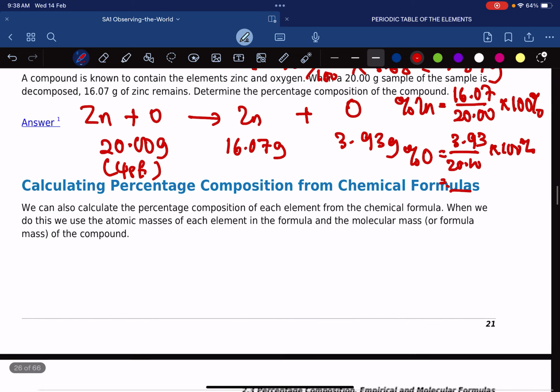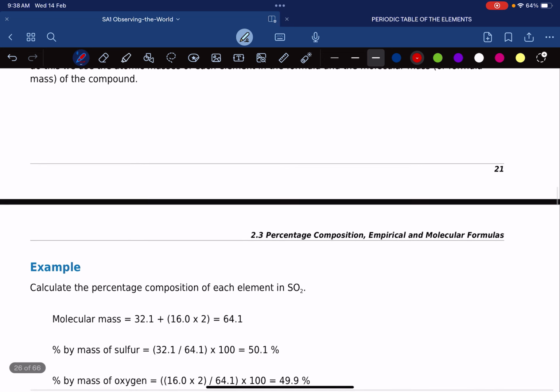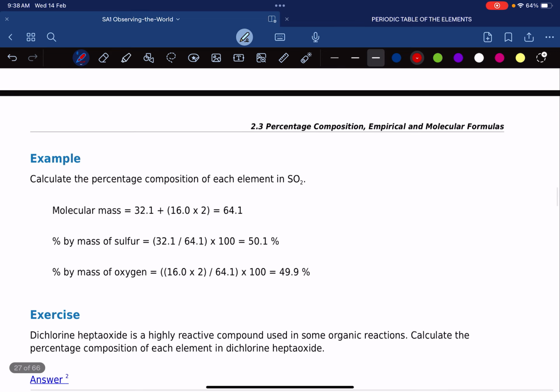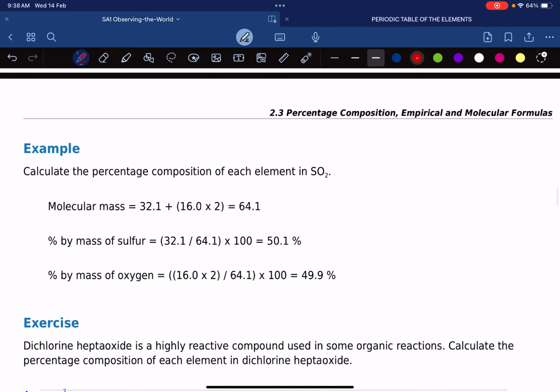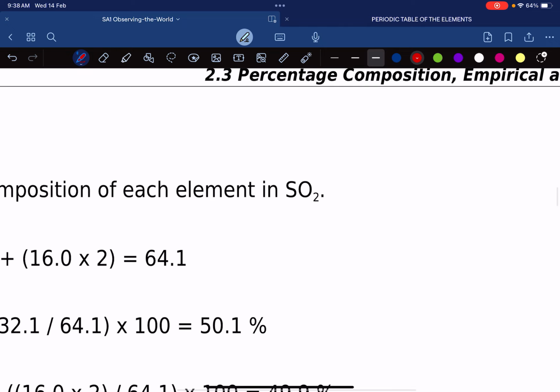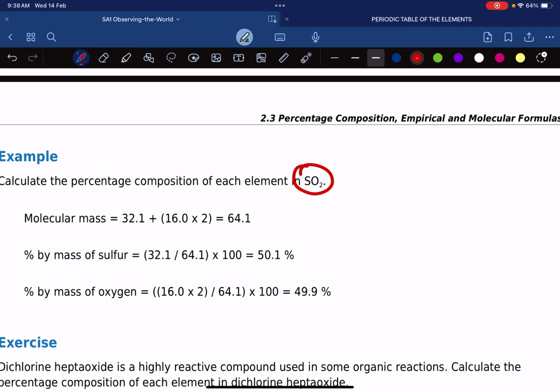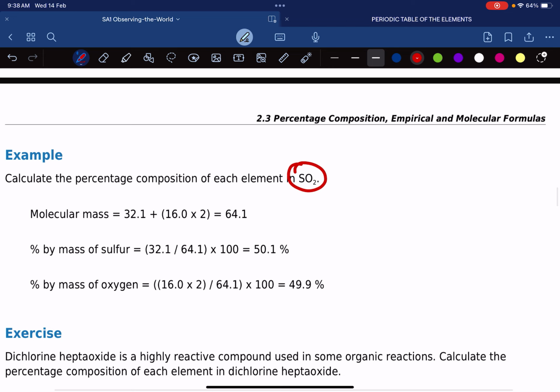That brings us to percentage composition from chemical formula. In this case, it's quite straightforward. If you look over here, sulfur dioxide. The total molar mass is 64.1. If we want to know sulfur, there is only one sulfur here, so it's 32 divided by 64.1. But for oxygen, it's 16 times 2, because there are 2 oxygens. So that's the percentage of oxygen. Simple? Okay.